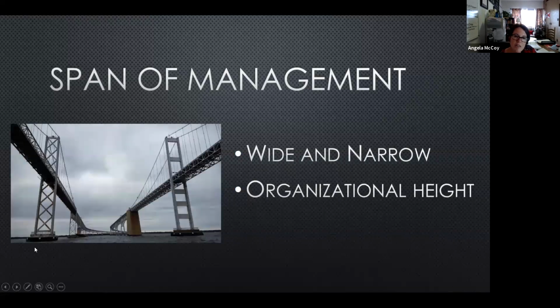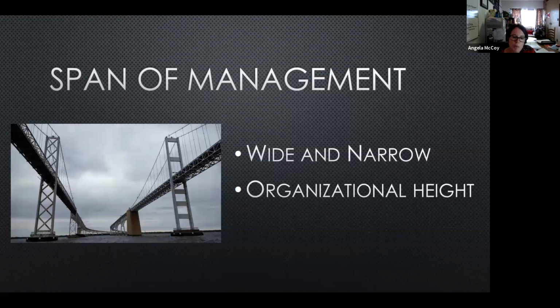So we're going to switch now to the span of management. The fourth major step of organizing a business is establishing the span of management, otherwise known as the span of control, which is the number of workers who directly report to one manager. You can have a couple of different ways to develop this. You can have wide and narrow spans of management. A wide span of management exists when a manager has a large number of subordinates, and a narrow span exists when a manager only has a few subordinates.